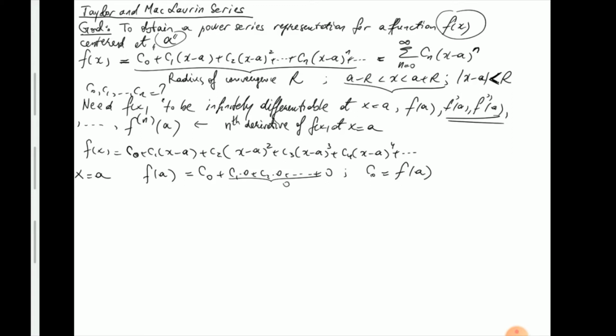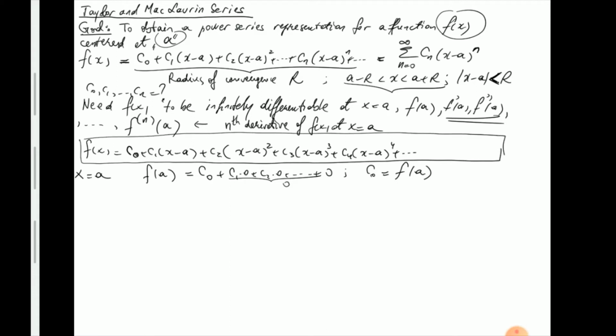Then on the next step, we're going to differentiate the series. Remember, we could differentiate power series without changing the radius of convergence. And then again, replace x with a. So f prime of x. And at this point, I want you to pay attention from this point on to the patterns. So c naught disappears because the derivative of a constant is 0. The next term is going to be c1 times 1.